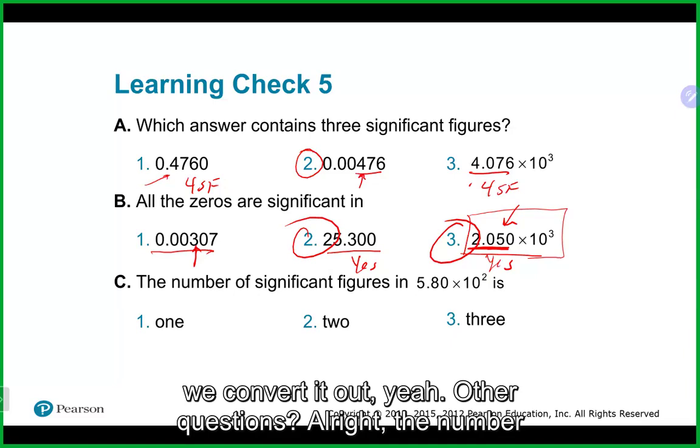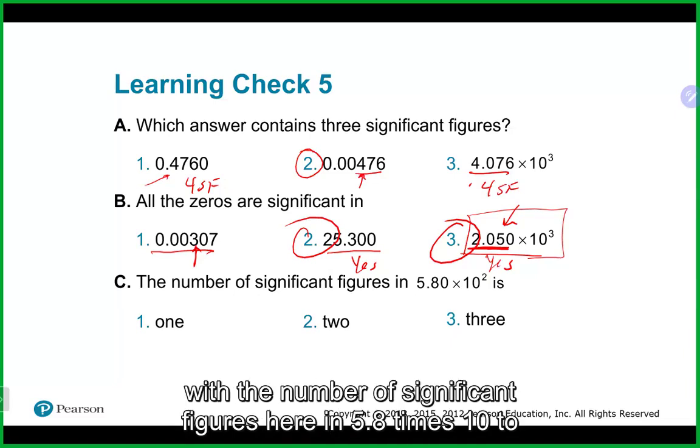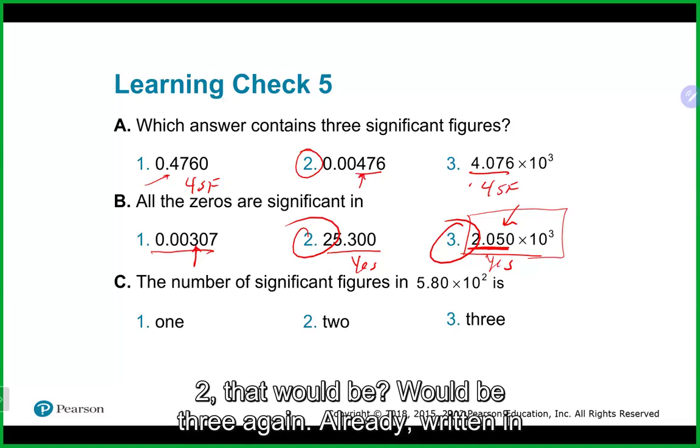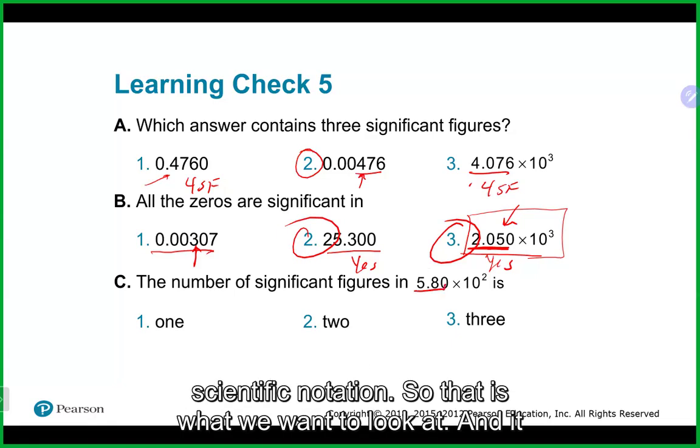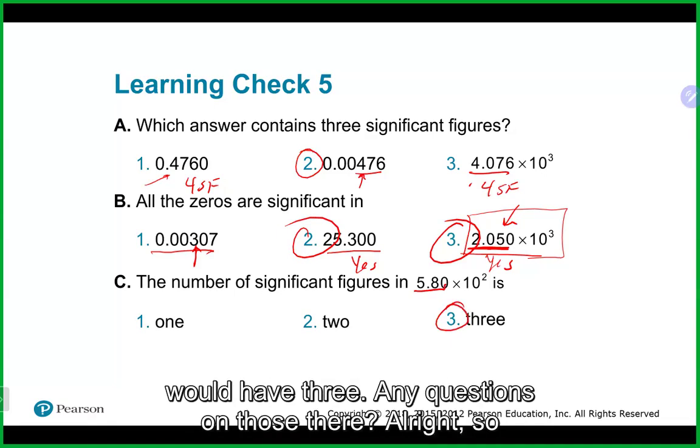All right. The number of significant figures here in 5.8 times 10 to the 2 would be 3. Again, it's already written in scientific notation, so that is what we want to look at, and it would have 3. Any questions on those?